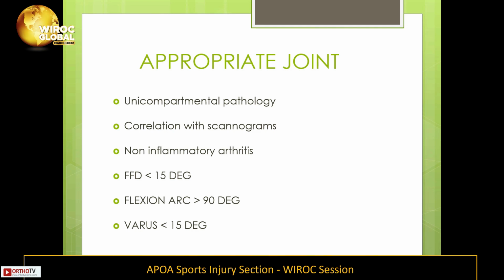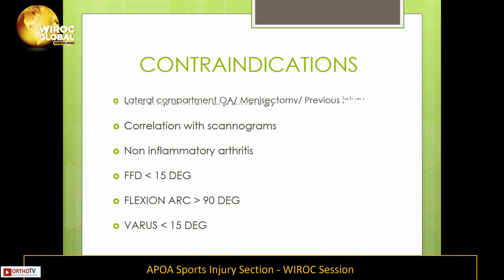For the appropriate joint, we all know unicompartmental pathologies are basically treated with HTOs. They should have definite correlation with scanograms. It should be a non-inflammatory arthritis. The flexion deformity should be less than 15 degrees with a good range of motion of more than 90 degrees, and the maximum limit of varus should not be more than 15 degrees.